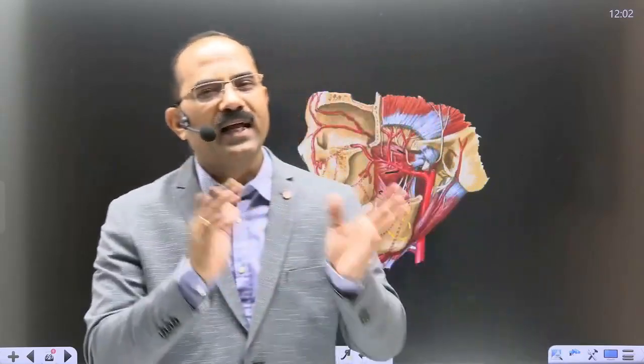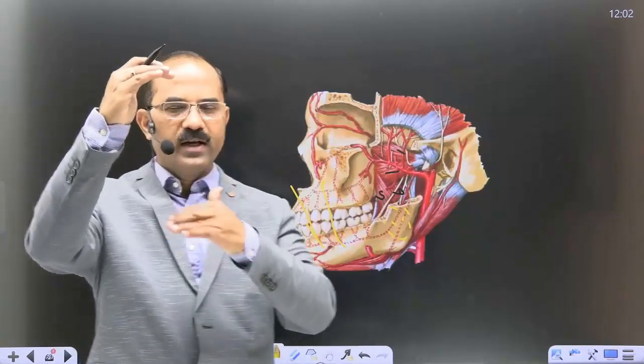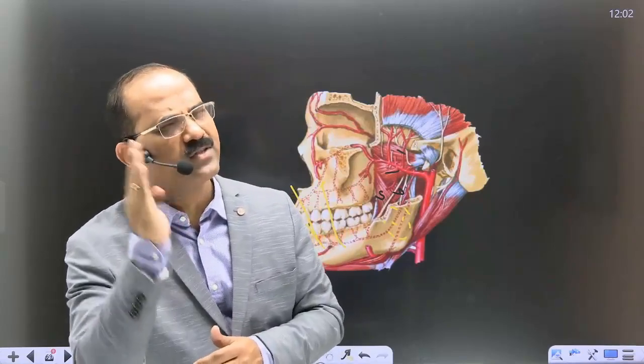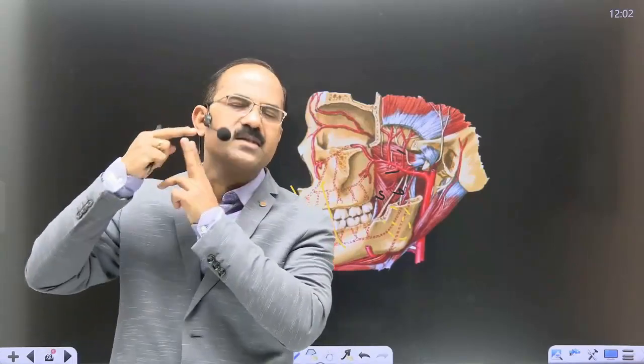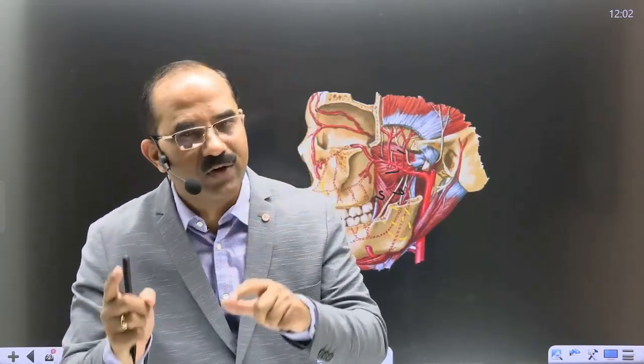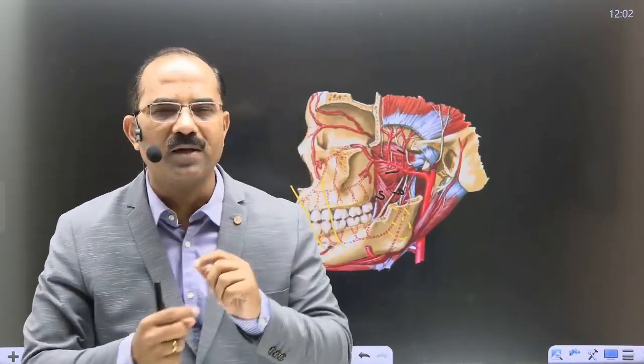Coming to the masseter, it begins from the zygomatic arch and is inserted on the angle outside. Action: elevation of the mandible. Nerve supply: the masseteric nerve, a branch of the anterior division of the mandibular nerve. Clear? Coming to the lateral pterygoid, two heads. The upper head begins from the sphenoid bone. The lower head begins from the lateral surface of the lateral pterygoid plate.